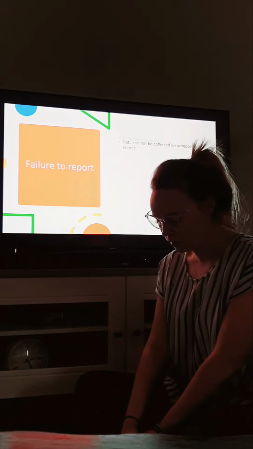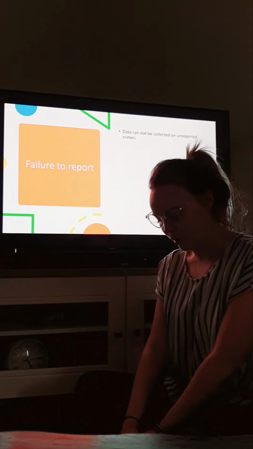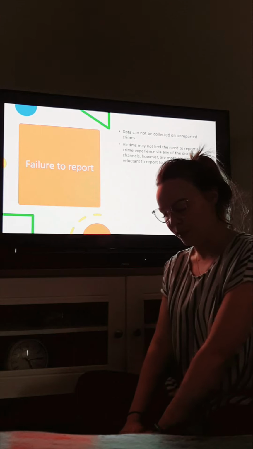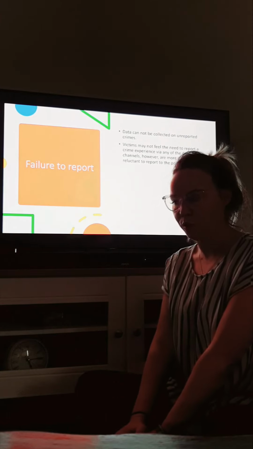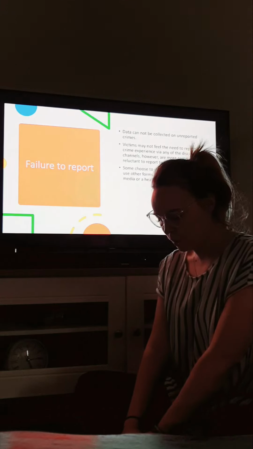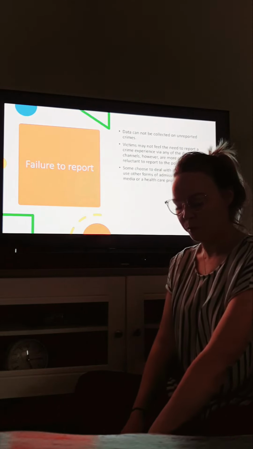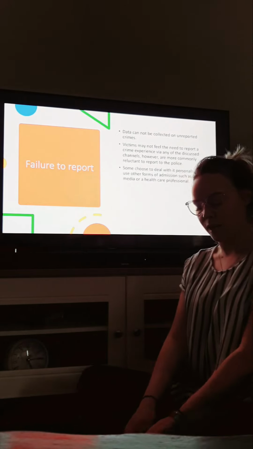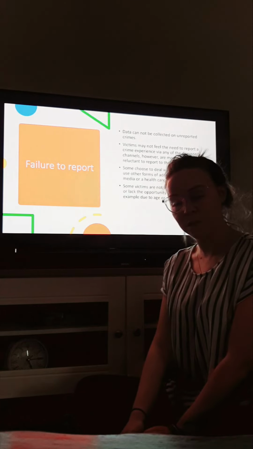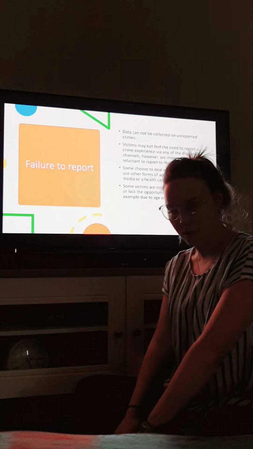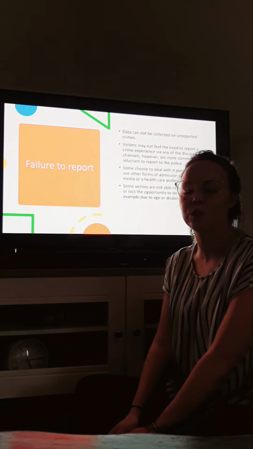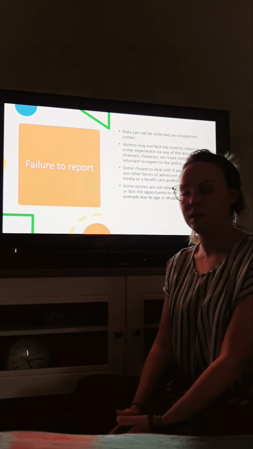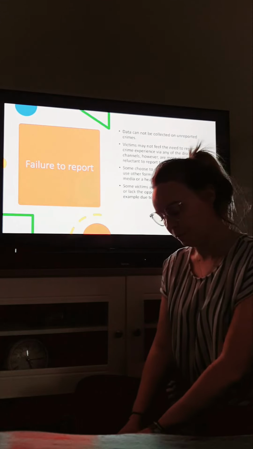Failure to report. Data cannot be collected on unreported crimes. Victims may not feel the need to report a crime experience via any of the discussed channels, however, they are more commonly reluctant to report to the police. Some choose to deal with it personally or use other forms of admission, such as the media. Some may sell their story, or some may choose to confide in a healthcare professional. Some victims are not able to report crime. They may have a lack of opportunity to do so, such as disability, age, and they also may be fearful of their attacker.